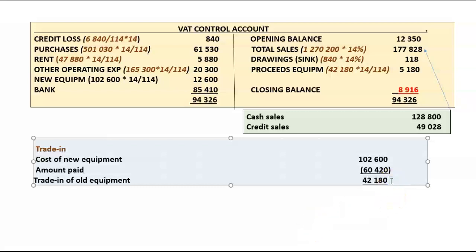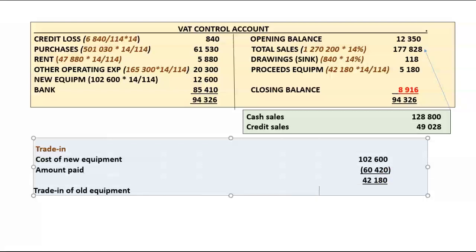42,180. Now, obviously, that includes VAT, you agree? So we have to take the VAT out of that amount. So 42,180 divided by 1.14 gives us the amount that we are entitled to, which is 37,000 Rand. So let's do the trade-in transaction journal entries now.